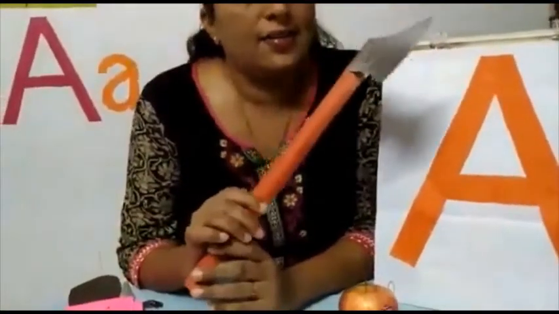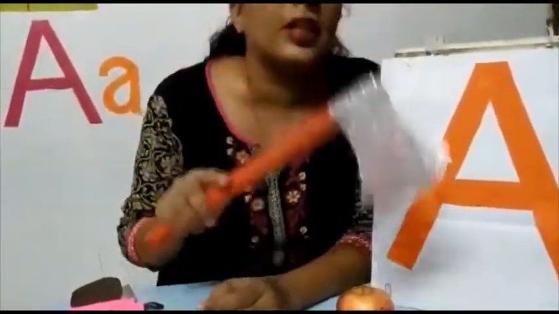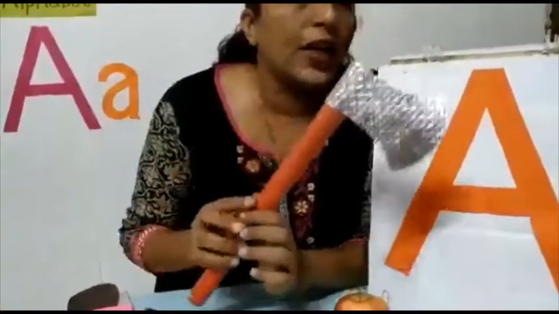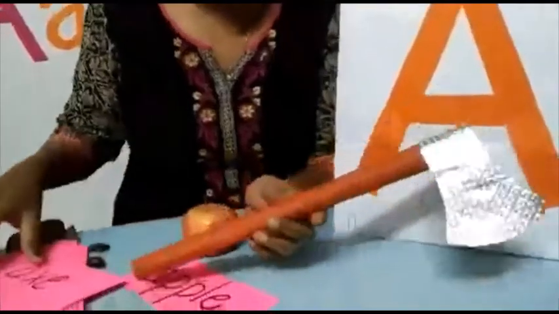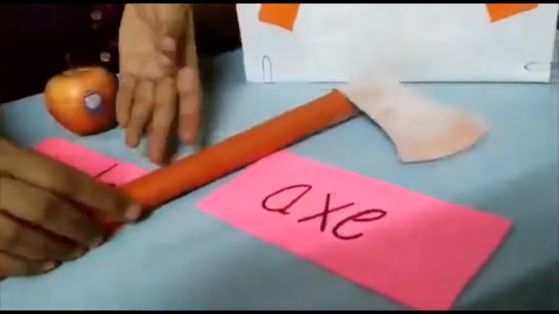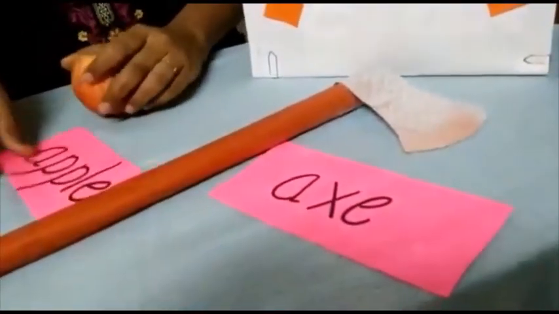Now what is this? This is axe. What are you used for? You are used to cut the wood. Woodcutter used to cut the wood. A for axe. This is A for axe.